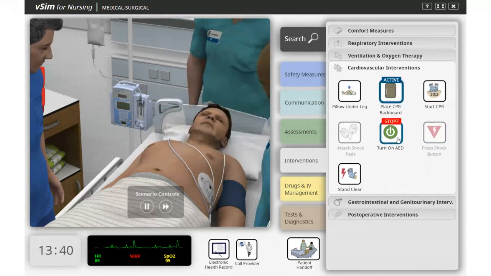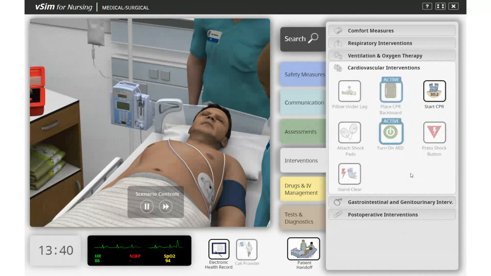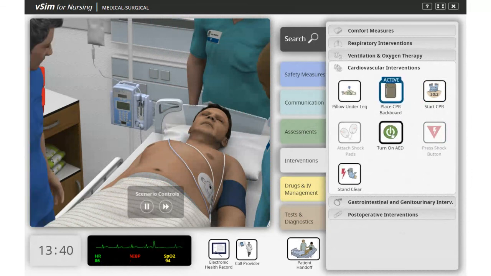stop the CPR, and just to be safe, we'll see what the rhythm says. Analyzing heart rhythm. No shock needed. Begin CPR.